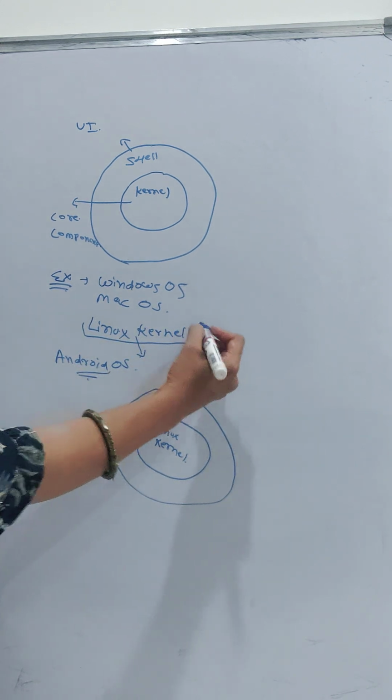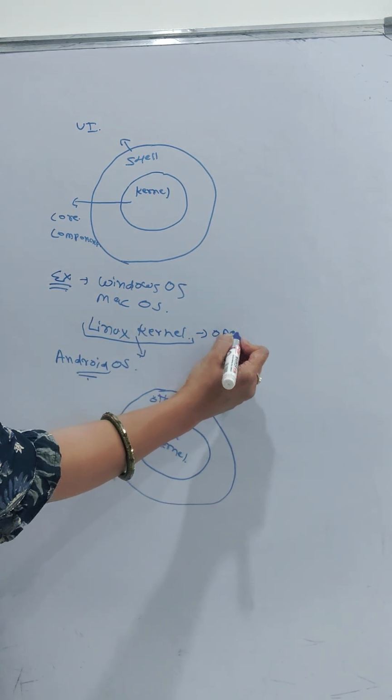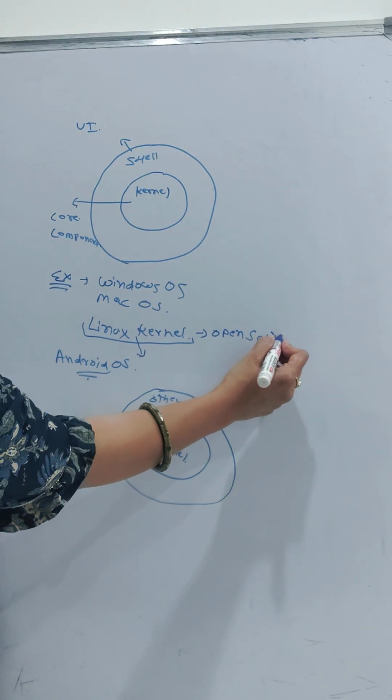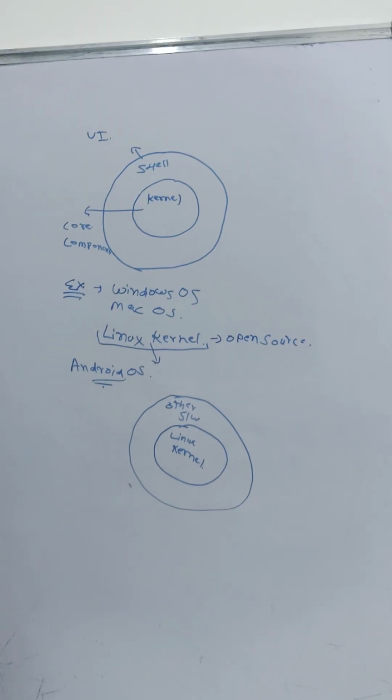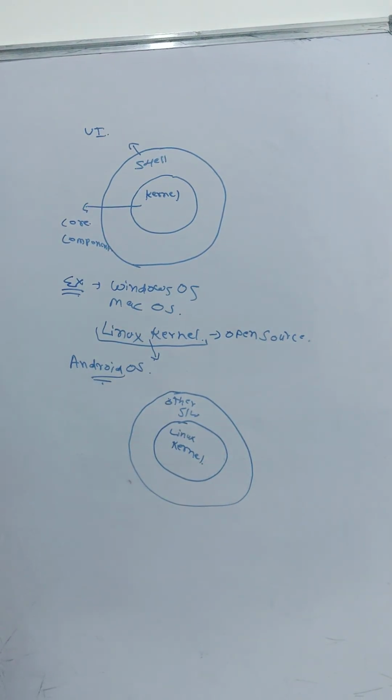So Linux kernel is basically open source. Open source means their source code is available and anybody can download the source code and they can make changes as per their requirement. Okay, so this was the basic of operating system. This was the example of operating system, and components of operating system we'll discuss in detail in our next video.